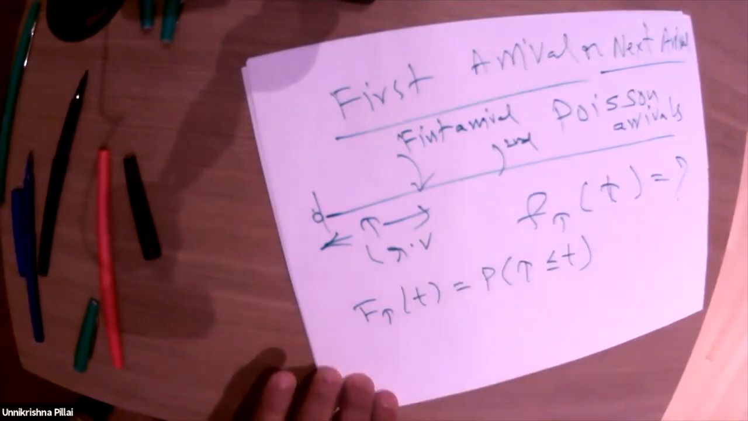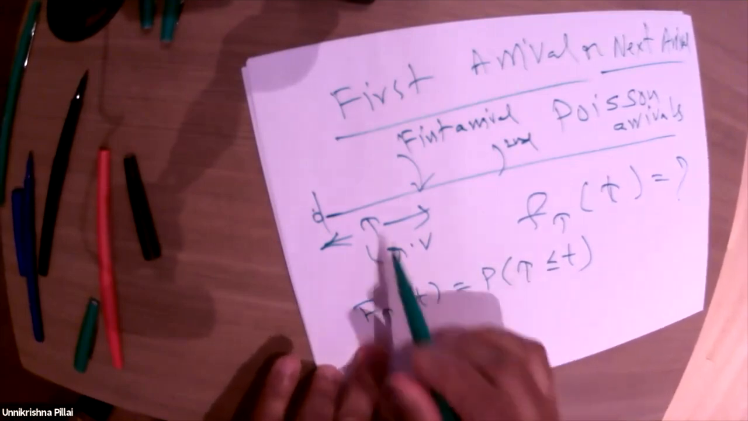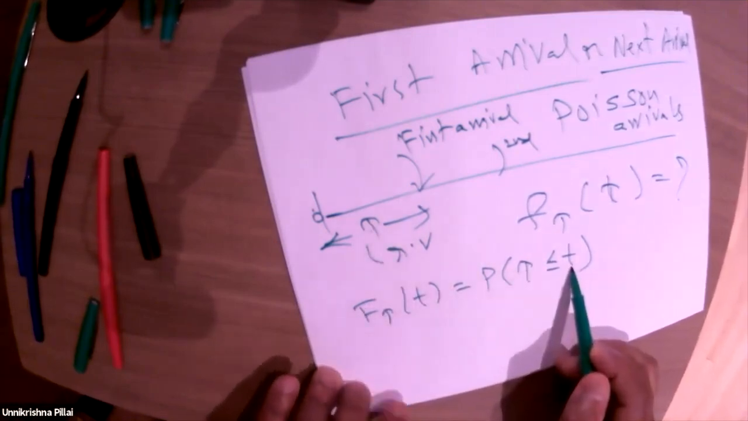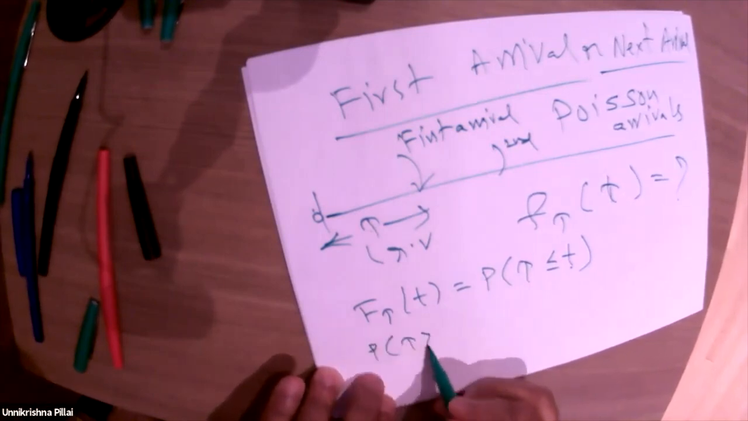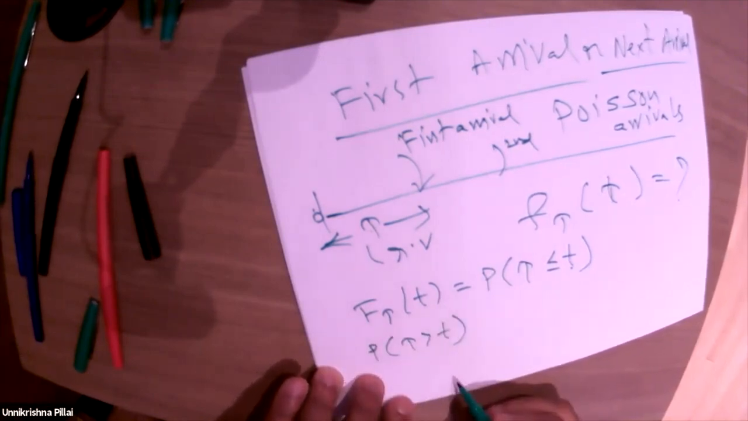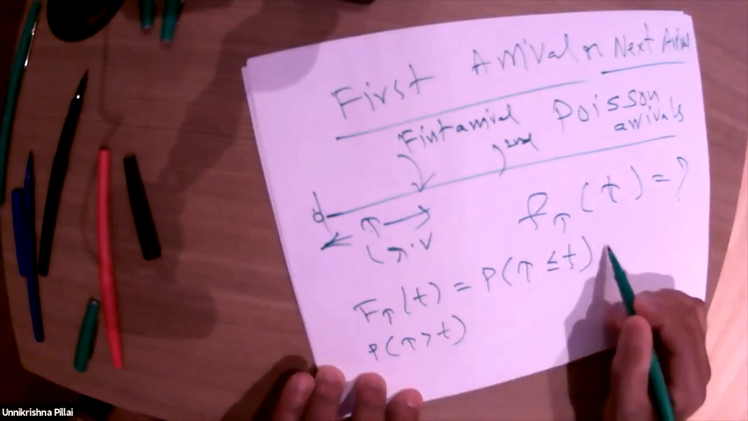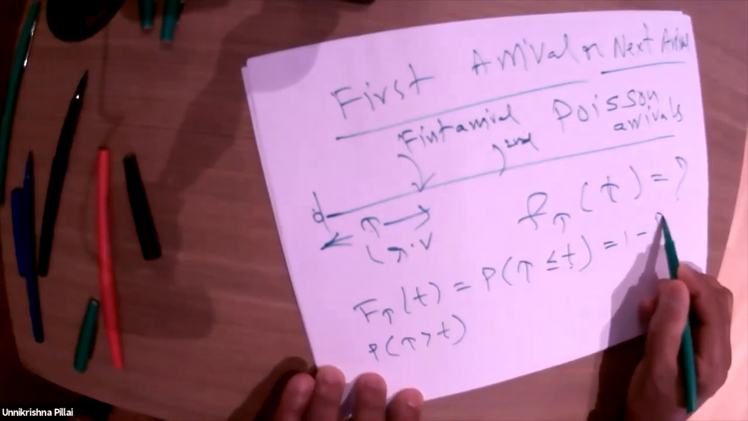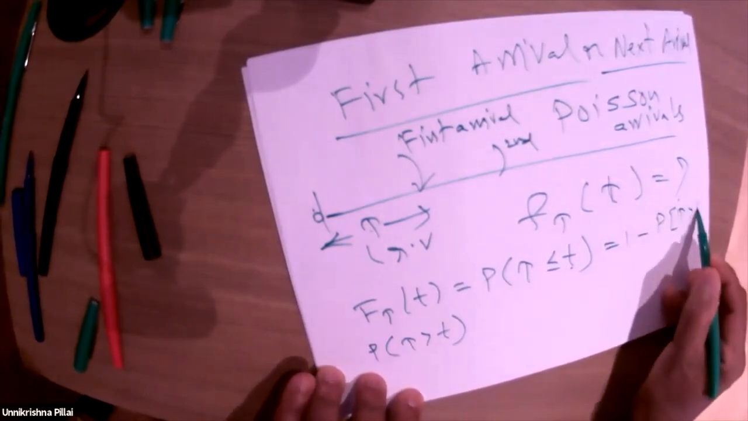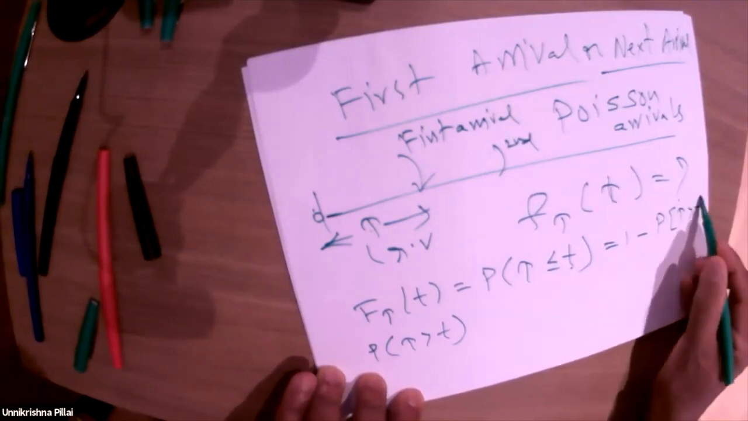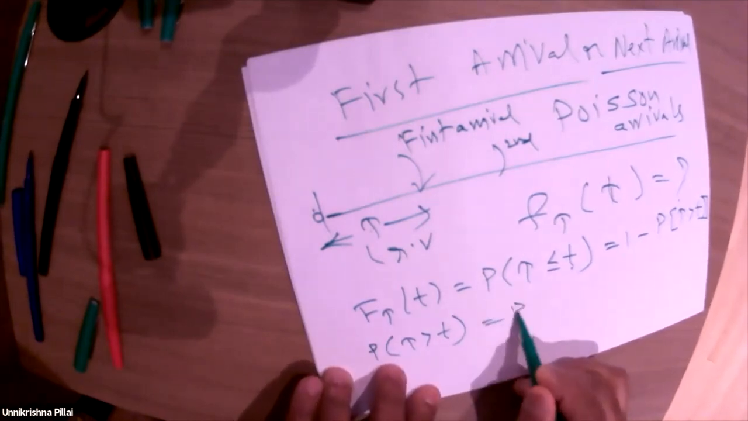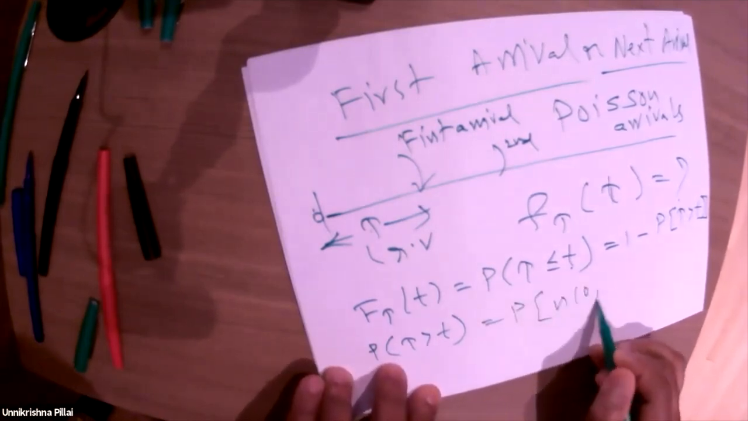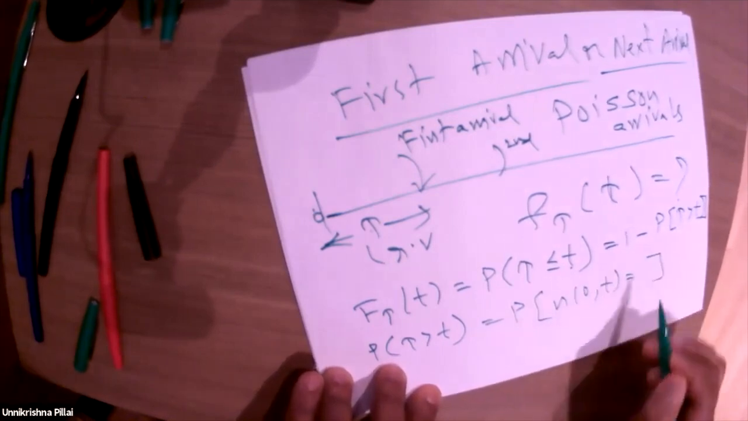So that's the distribution function: tau, the first arrival, is less than or equal to t. What is more convenient, or physically more meaningful, is to compute this quantity. So let's compute, they are the same, right? You can write it like this. So if you get one, you can compute the other. But this quantity is more physical.